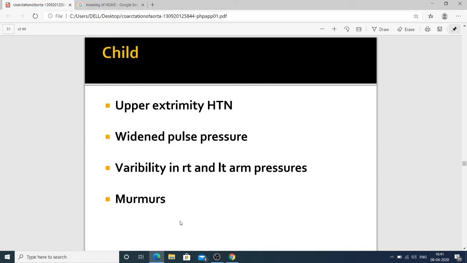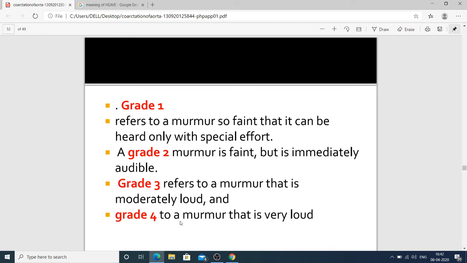After that, in the case of a child, upper extremity hypertension and lower extremity hypotension, widened pulse pressure, variability in right and left arm pressures, not equal, and murmurs, abnormal sounds. Then there are some grades. In the first grade, very little abnormal sound is heard, and in grade 2 it is immediately audible, but it is a faint sound.